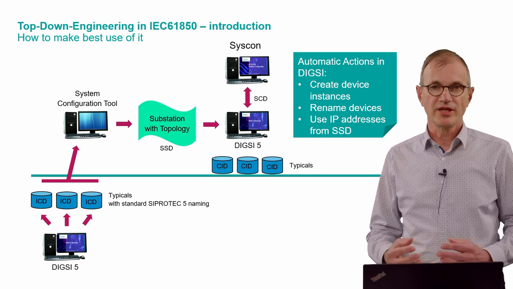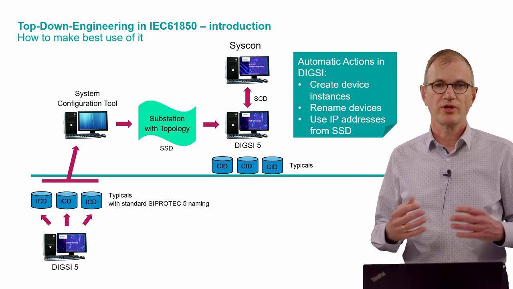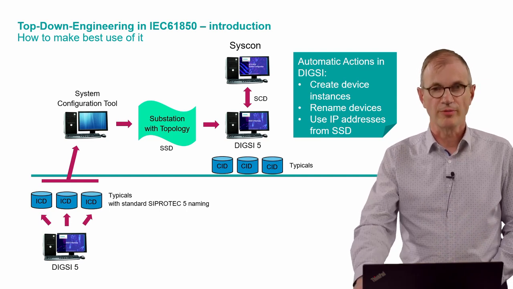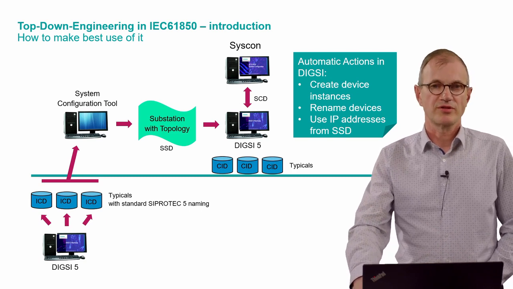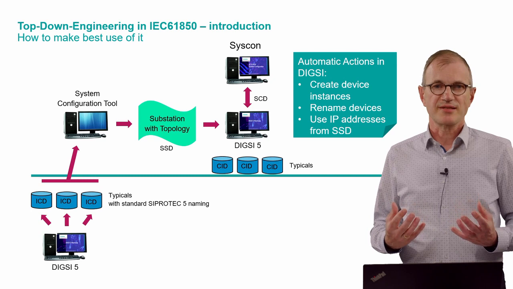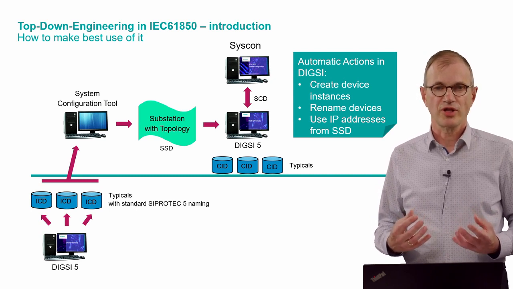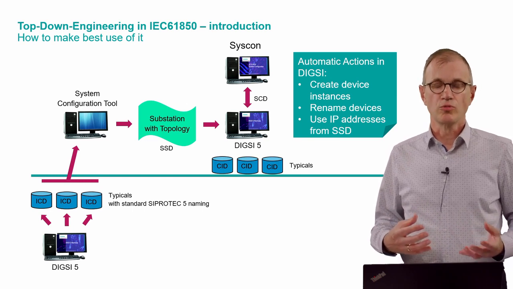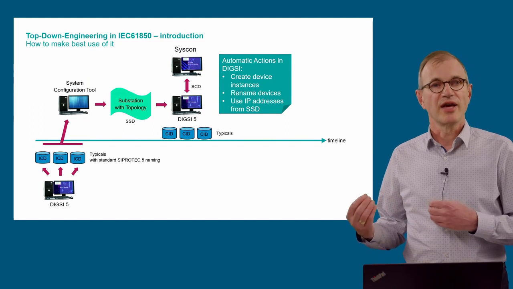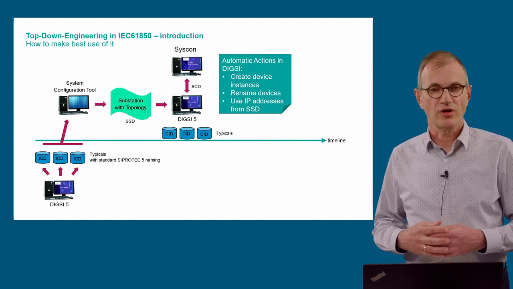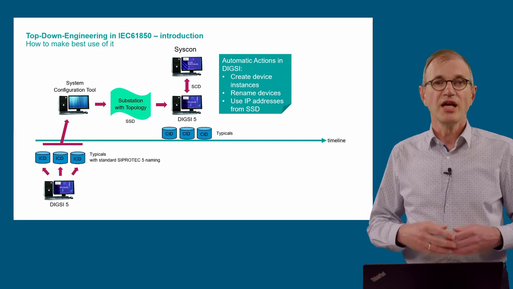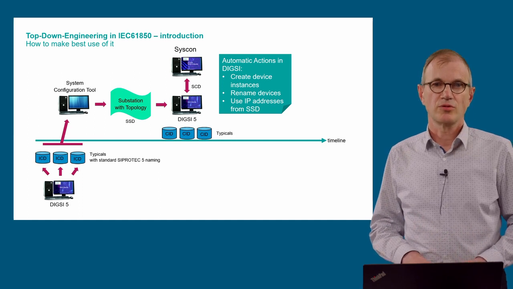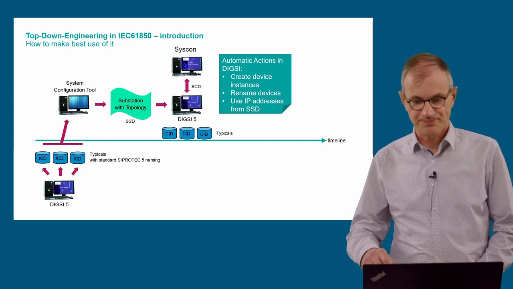Then DIGSI can rename the devices from the typical naming to the name they shall have in the substation instance that we are describing here. And of course also the IP addresses can be used. So we are sort of extending DIGSI to the substation view, to the device overlooking view. DIGSI can do more than just opening one device, configuring the settings of one protection device and then opening the next one. It's a substation view here. We can set the IP addresses, we do the namings and so on.